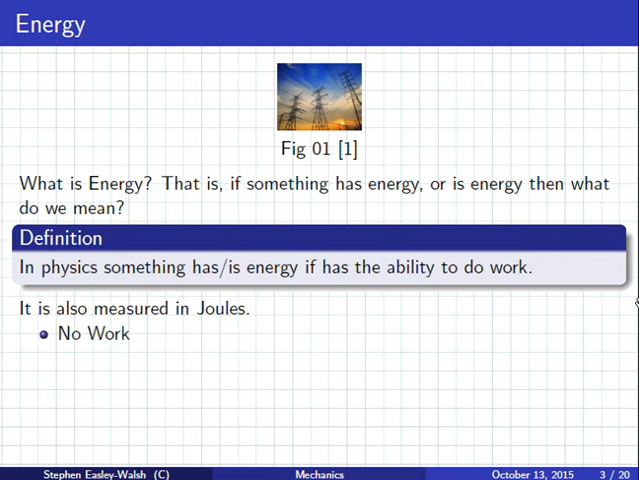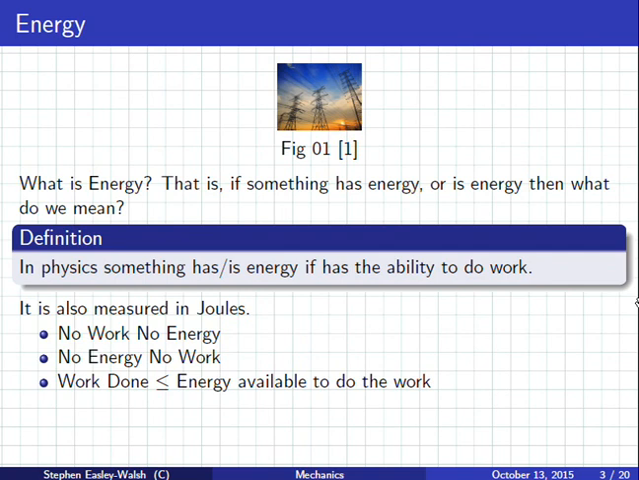We also use joules for energy. So let me make it very clear. No work, no energy. No energy, no work. And the work you can do must be less than how much energy you have. I think about this as being like money in the bank. When you spend money, that is work. And how much money you have in the bank, that's the energy. Can you do more work than the energy? No. So the work you do is less than or equal to how much energy you have.